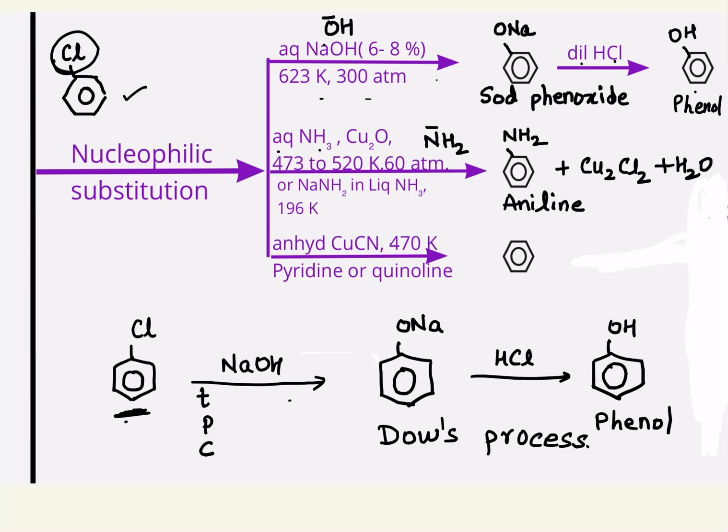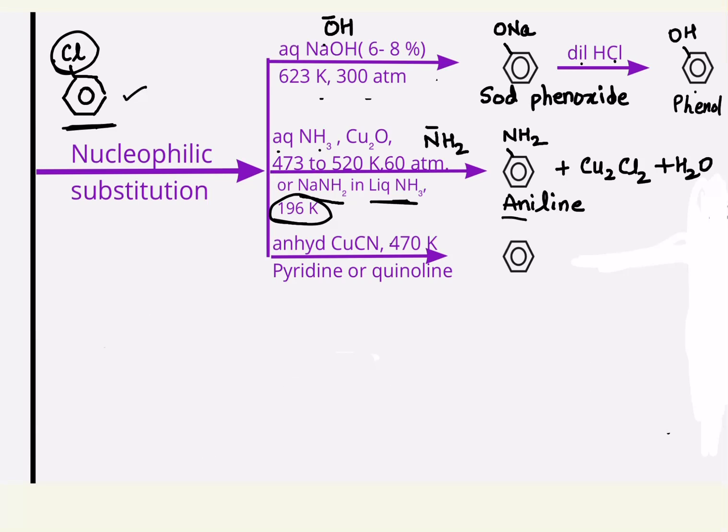Now this product can also be obtained when we react the haloarene with sodamide in liquid ammonia at a temperature of 196 Kelvin. So let's get going and let's write down the reaction for this one. Again, we take chlorobenzene, bromobenzene, anything you can take, write down.